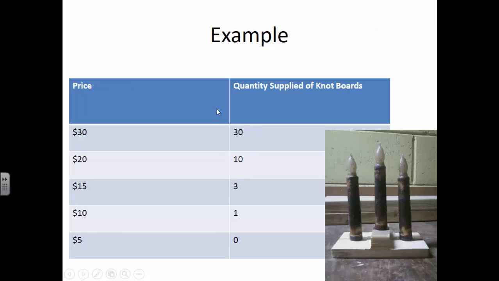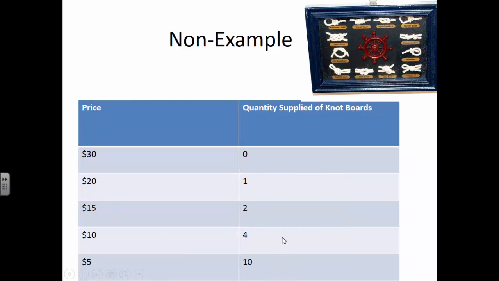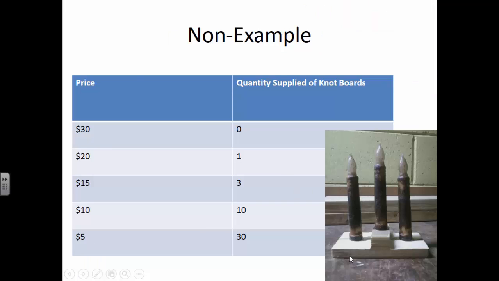Now, my other example would be candle holders. But yeah, as price goes up, my quantity supplied would go up. Now, a non-example would be if, as price goes up, quantity supplied is not going up. This would be a non-example, right? Pretty easy. Same thing with my candle holders. Again, as price goes up, quantity supplied should be going up. This would be a non-example.